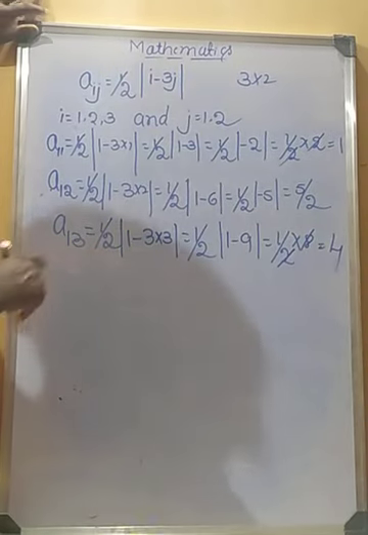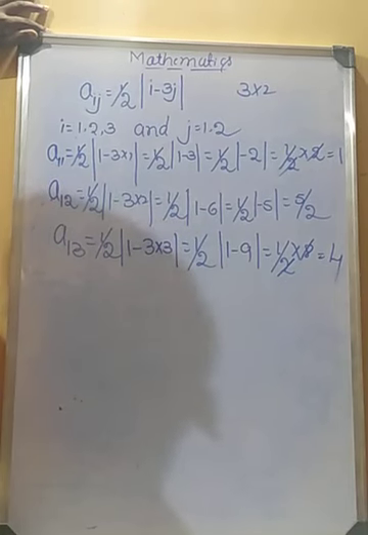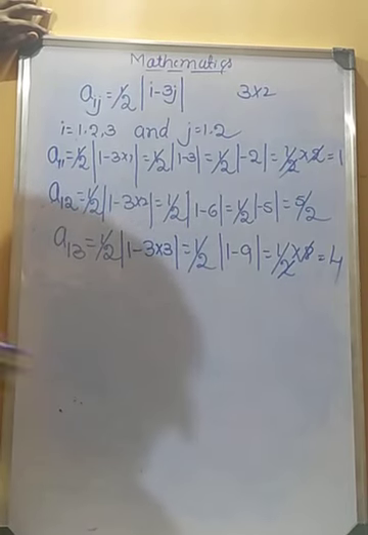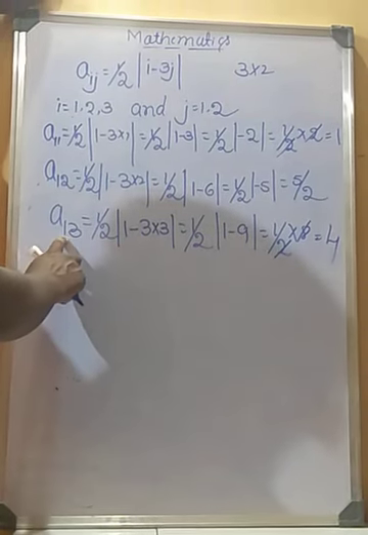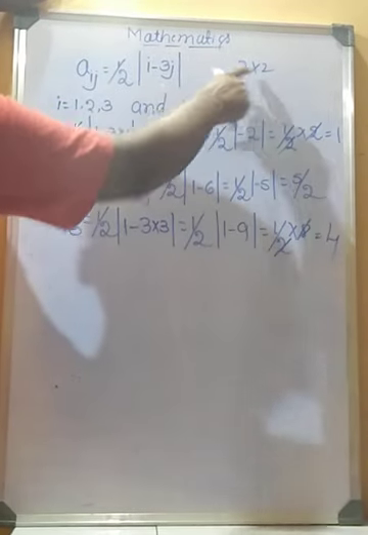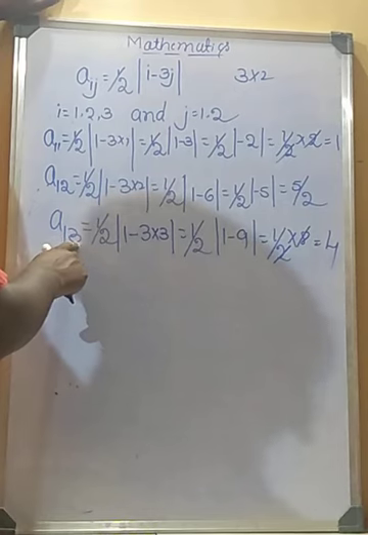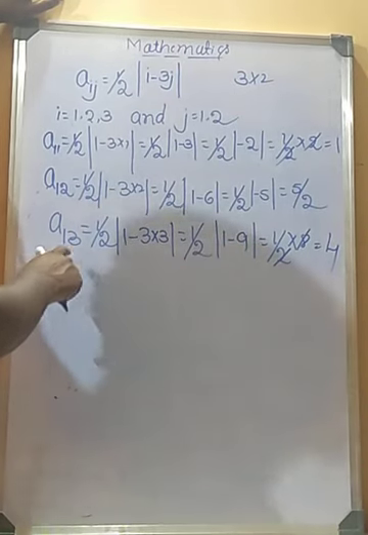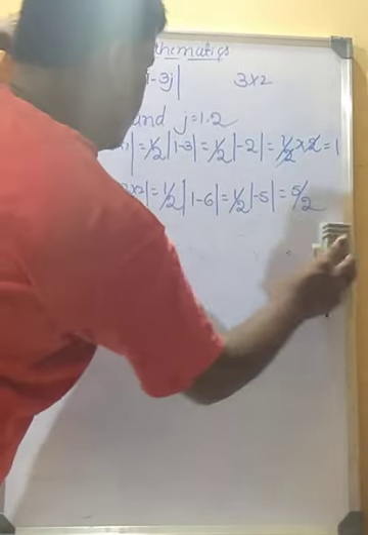A11, A12, A13. For the 3 cross 2 matrix, here 1 3 becomes 4. So here the 3 cross 2 matrix has A11, A12, but we don't want that one, A13. Next we have to find A21.